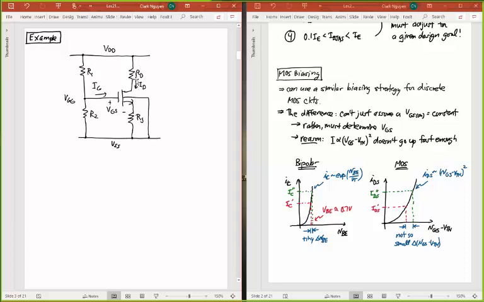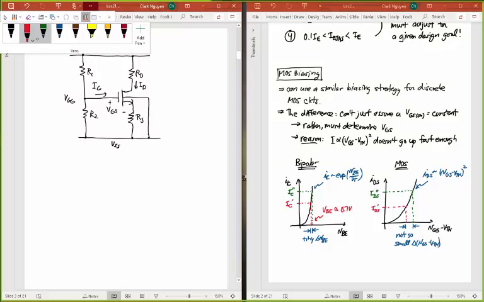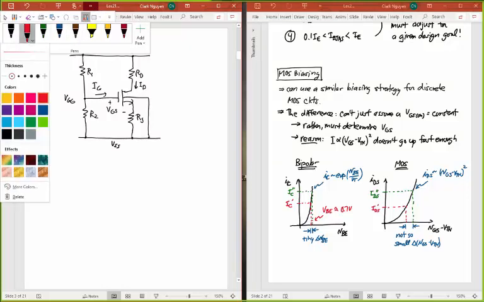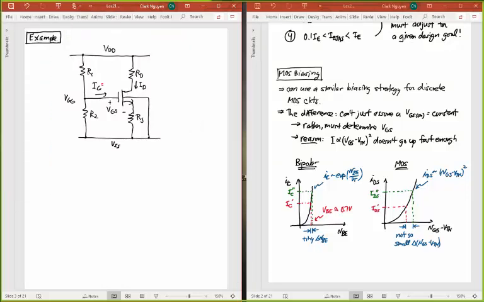And I'm going to worry about my current ID. I've been calling it IDS, but I'm just going to call it ID here as the current going to the drain, because you know that the current going to the drain is the same as the current going out of the source. It's just going to go straight through here. It's not going to go into the gate. And also the gate current, as you should already know, is 0 for an MOS transistor.